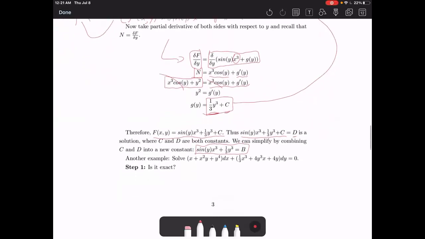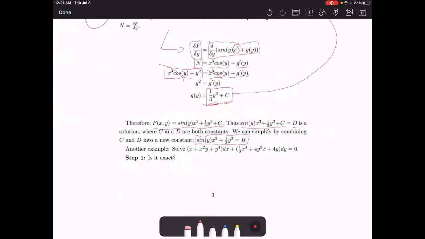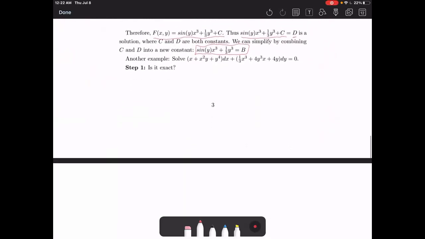Let's look at another example. Solve x plus x squared y plus y to the 4 dx plus 1 over 3 x cubed plus 4y cubed x plus 4y dy equals 0. Step 1, is it exact?